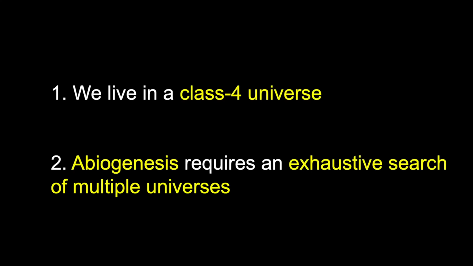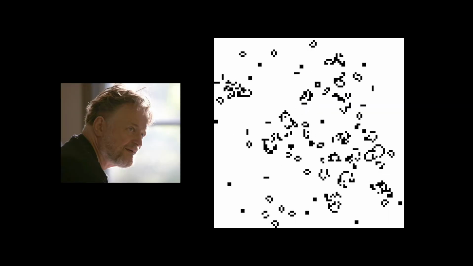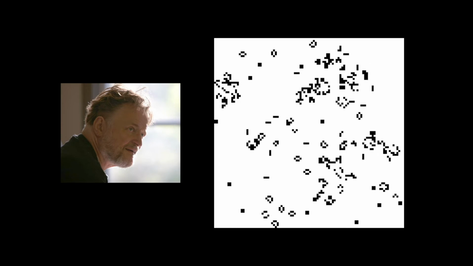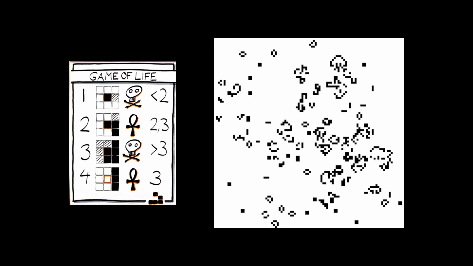And now I want to move on to my second idea, which is that abiogenesis, or origin of life, requires an exhaustive search of multiple universes. And for that, let me introduce the most famous cellular automaton ever created, Conway's Game of Life. And again, the rules are simple: death from isolation, survival, death from overpopulation, and birth. And this combination of rules can produce interesting patterns or life forms. Some are static, some are oscillating, and some are dynamic and complex.